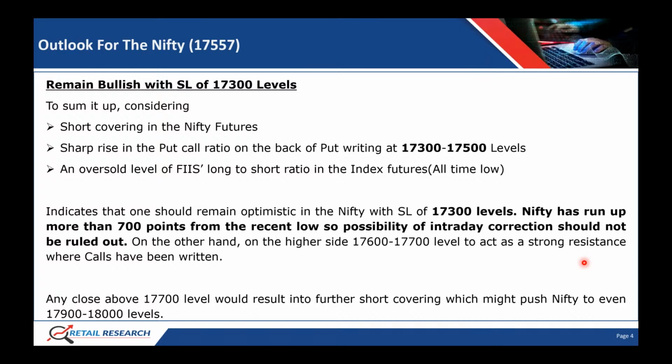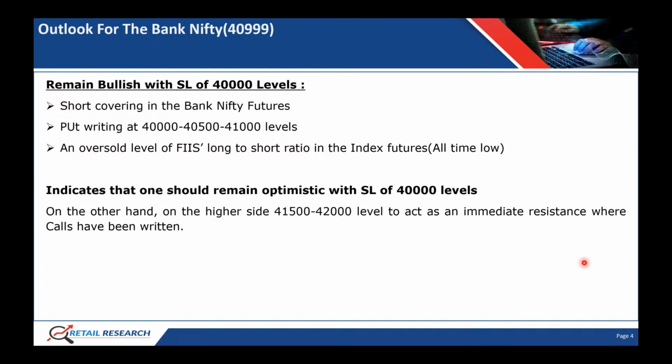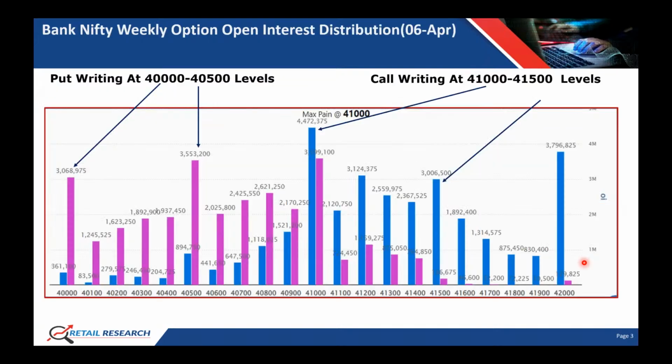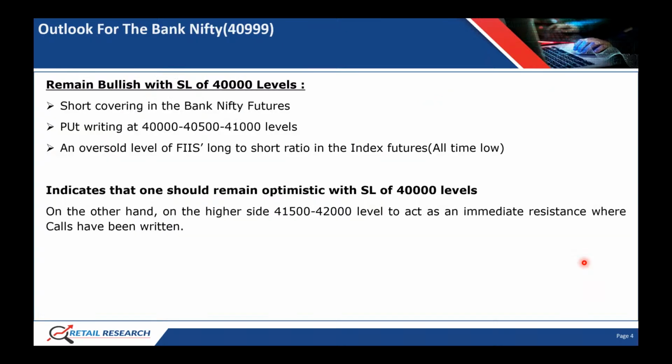Continue with the bullish position with 17,300 as a stop loss, and once we cross the 17,700 hurdle, we can even expect the market to move higher to 17,900 or even 18,000. So keep an eye on the 17,700 hurdle. And for Bank Nifty, we continue to remain bullish. Here we are seeing a large amount of put writing at 40,000, 40,500, and even at 41,000. So continue to remain long with a 40,000 stop loss. Here we expect the market can go to 41,500 eventually once these near-term hurdles are crossed.